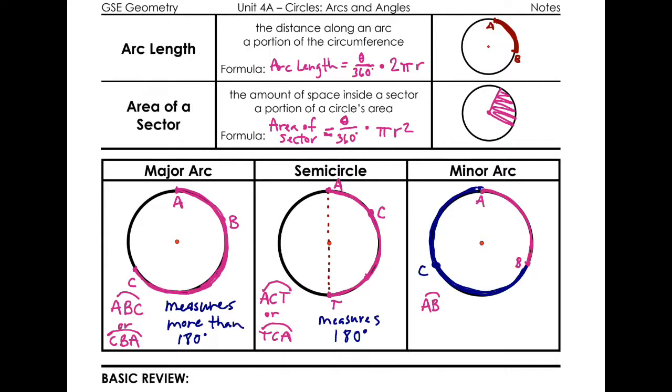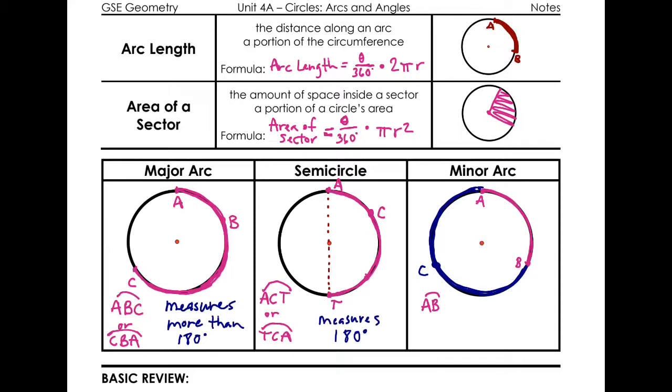But there are 2 arcs here. There's an arc AB and there's an arc ACB. ACB is the major arc. I know it's major because it's 3 letters, but I also know it's major because A to C to B is that blue one, which is the major.